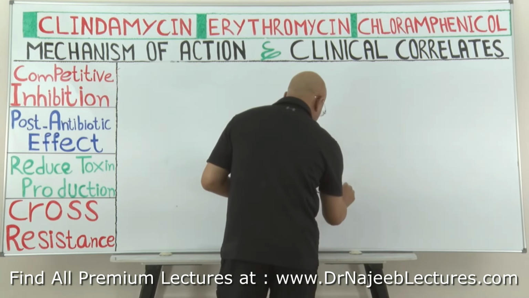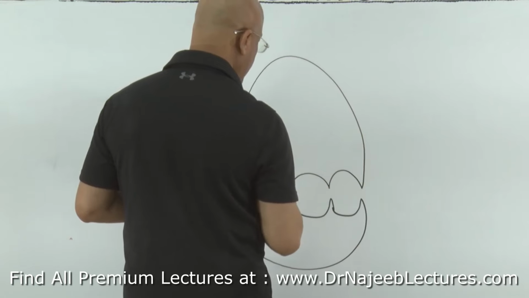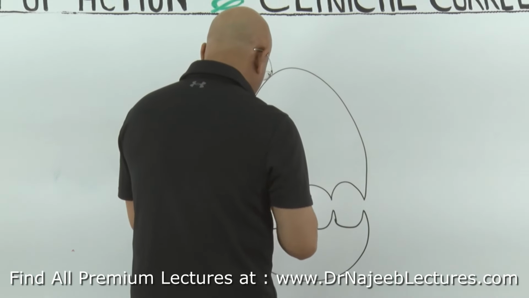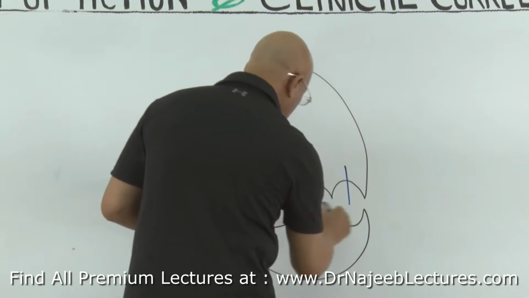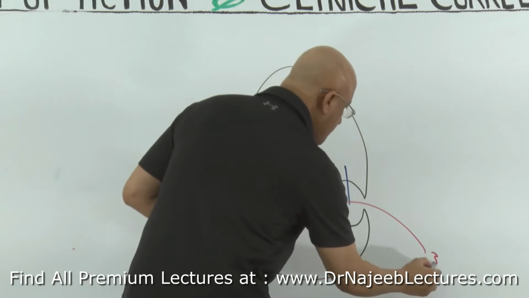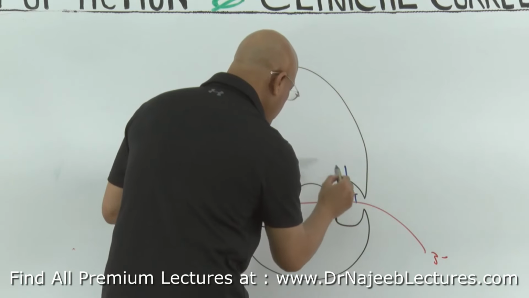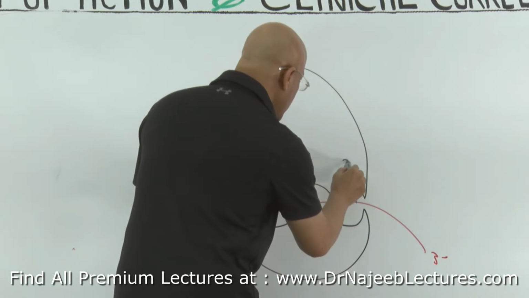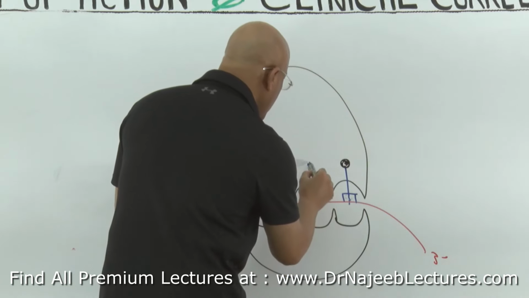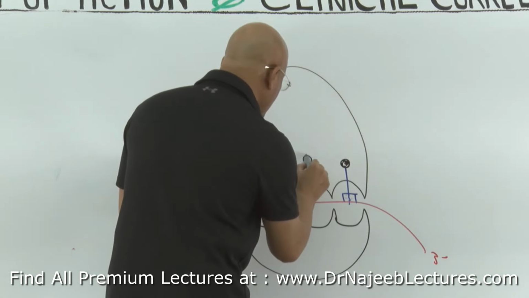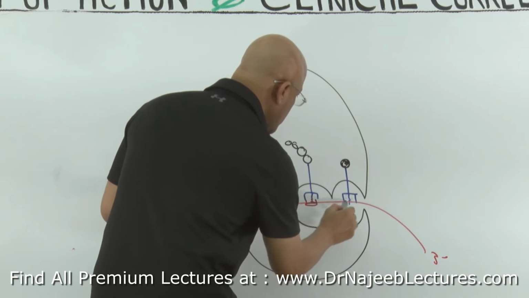First of all, this is 30S, and this is 50S. Here we have the five prime and three prime ends. At the A site we have aminoacyl transfer RNA. At the P site we have what? Peptidyl transfer RNA. And here are your codons.